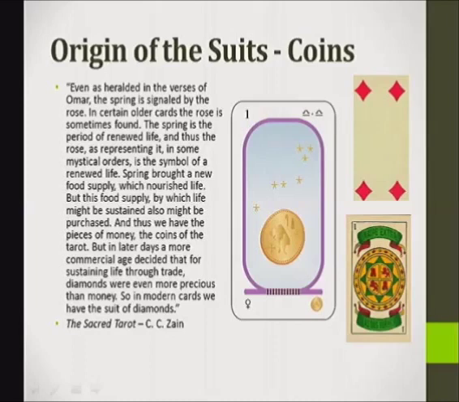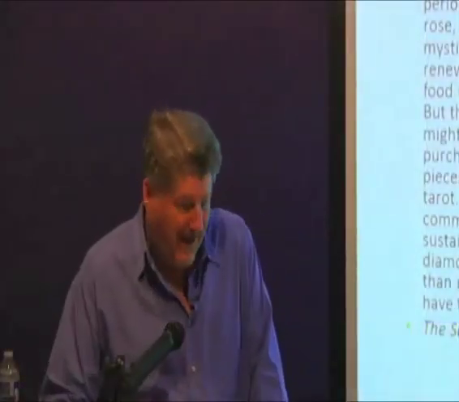Spring brought a new food supply, which nourished life. But this food supply by which life might be sustained also might be purchased. Thus we have the pieces of money, the coins of the tarot, but in later days, a more commercial age decided that for sustaining life through trade, diamonds were even more precious than money. So in modern cards, we have the suit of diamonds. Now, who would think that floor tiles were more precious than money?